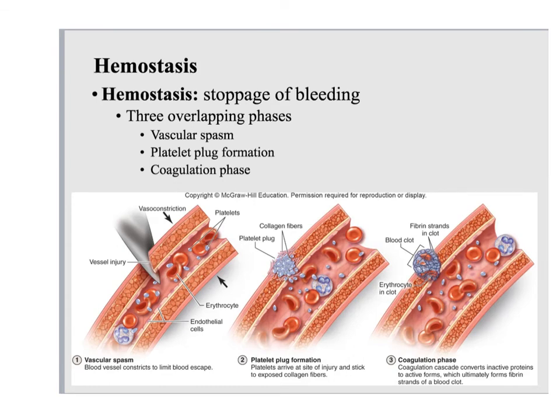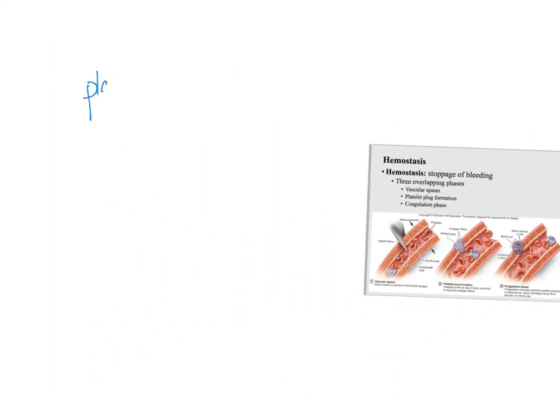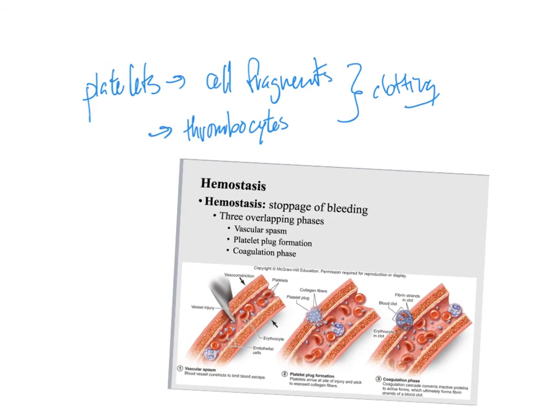So, the last formed element that we need to talk about are platelets. And platelets are what? Technically, what are platelets? Cell fragments. They are cell fragments. Okay? We also call them thrombocytes. All right, and they're involved in what? Clotting. Okay? Really, they're involved in the process of what we call hemostasis. All right? We're going to talk about hemostasis today.